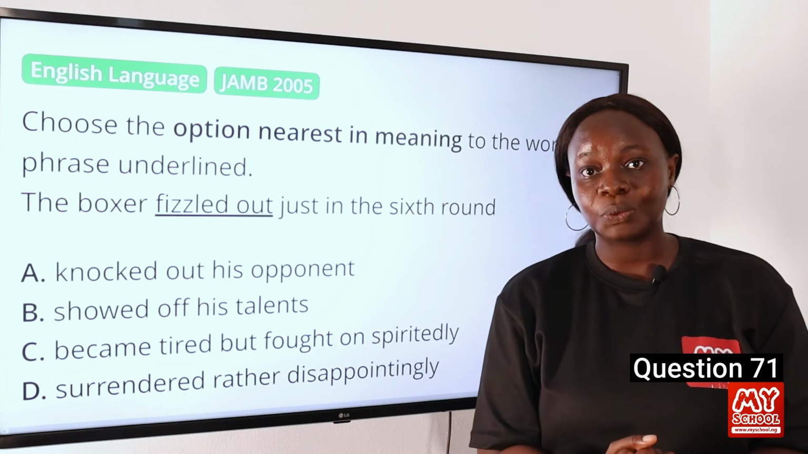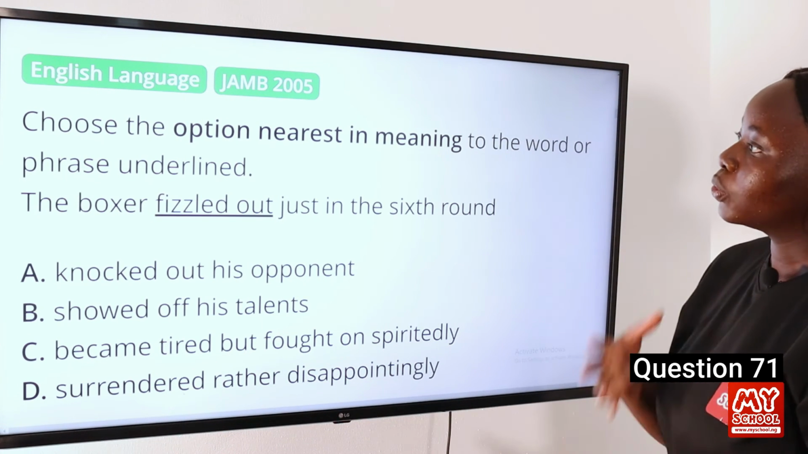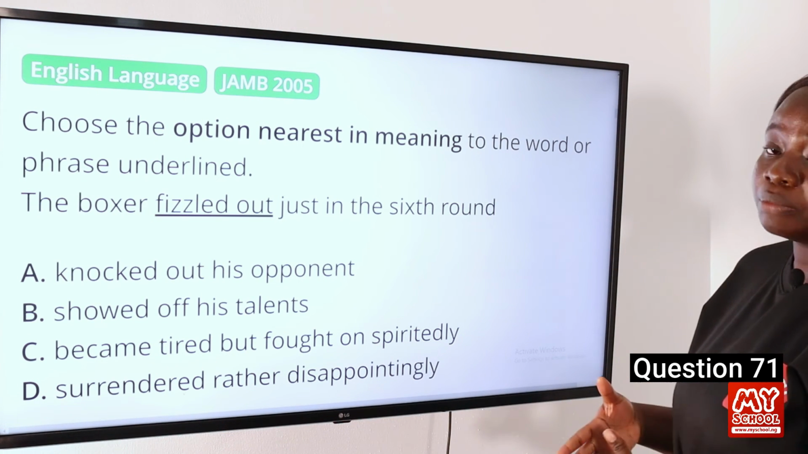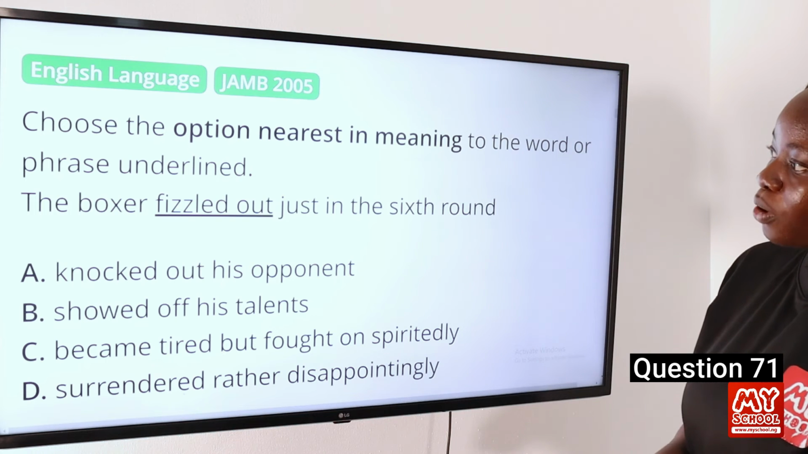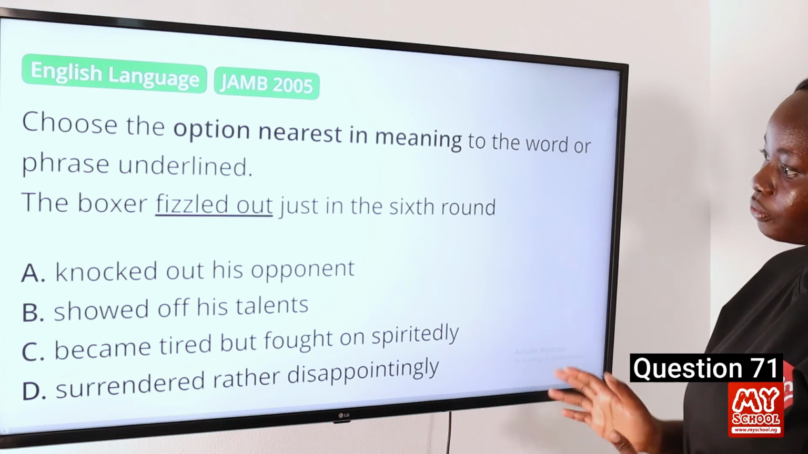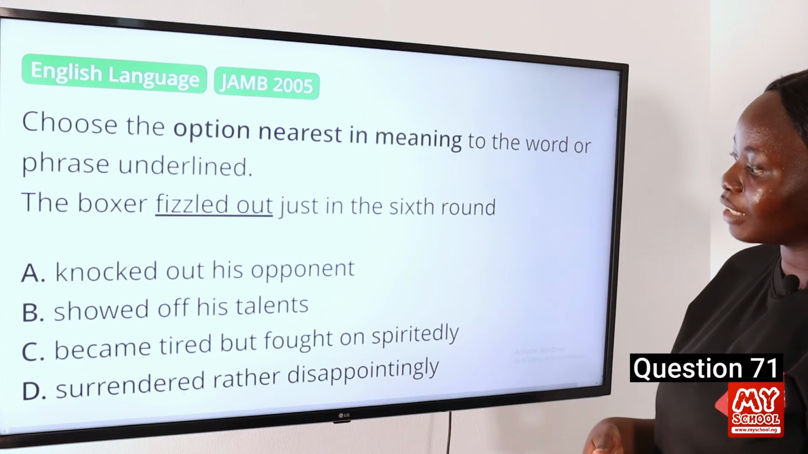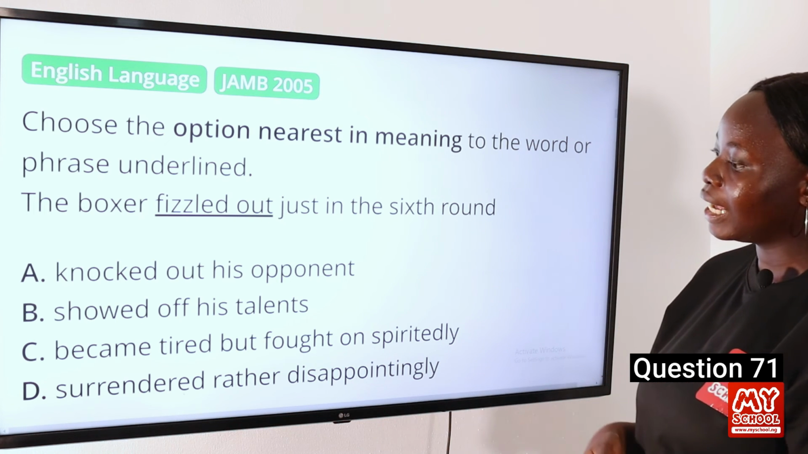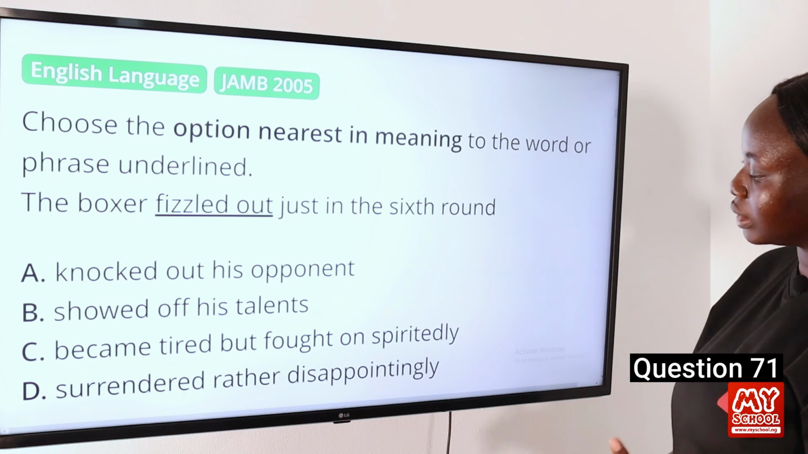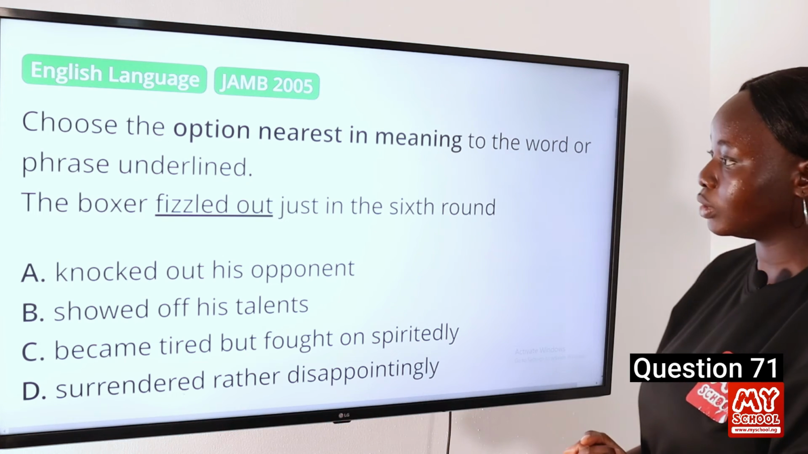Now on to question 71. So again, we are to choose the option that is nearest in meaning to the underlined phrase. The boxer fizzled out just in the 6th round. A. Knocked out his opponent. B. Showed off his talents. C. Became tired but fought unspiritedly. And D. Surrendered rather disappointingly. So the answer to this question is option D.